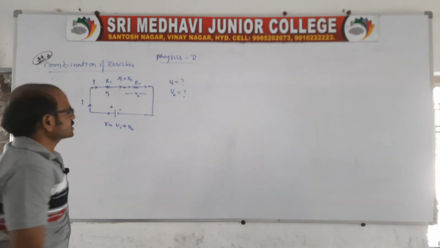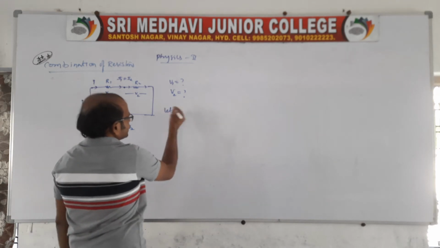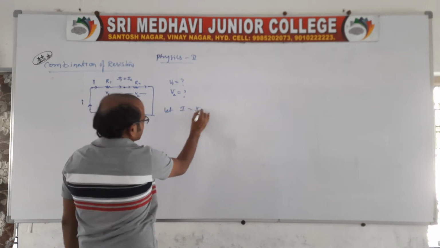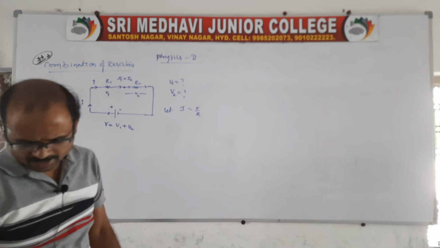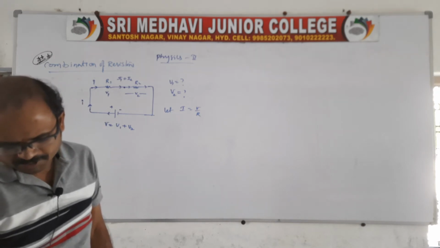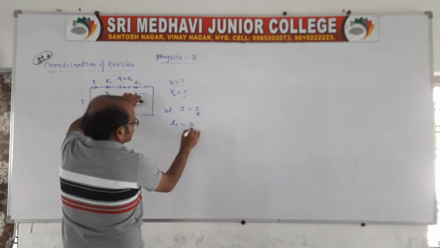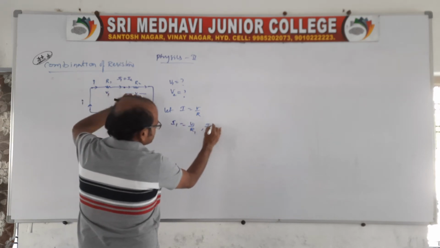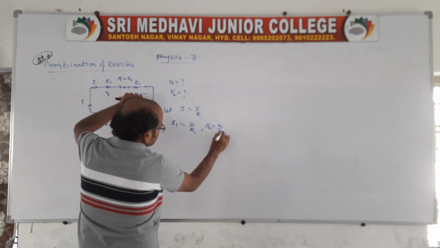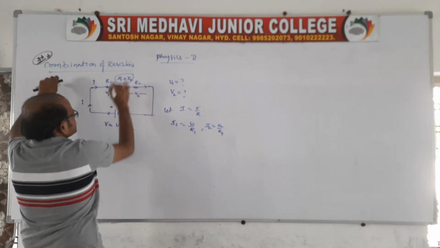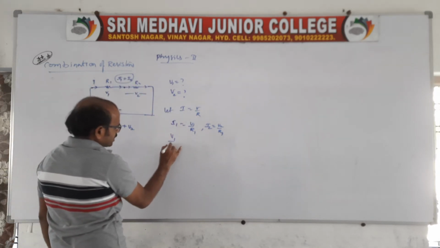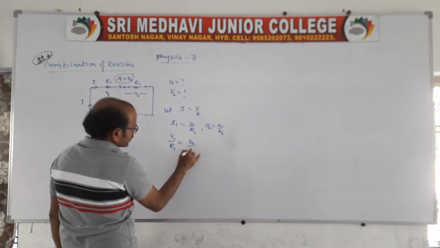According to the current statement, I is equal to V by R. So I1 is equal to V1 by R1 and I2 is equal to V2 by R2. Here the given condition is I1 is equal to I2. Then V1 by R1 is equal to V2 by R2.